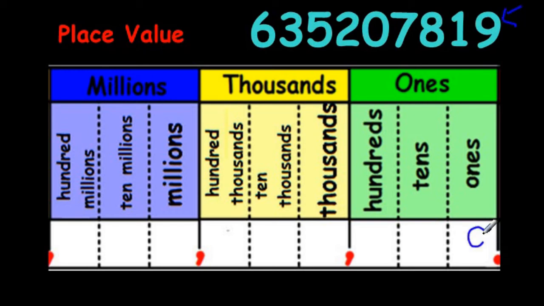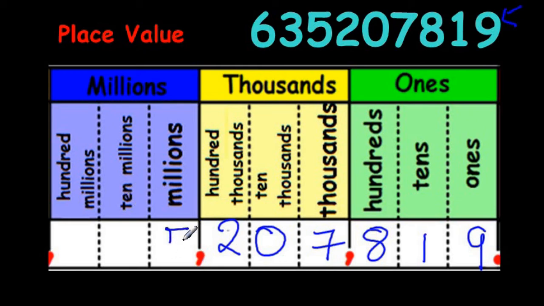So, 9 is going to go in the ones room, 1 in the tens room, 8 in the hundreds room, 7 in the thousands room, 0 in the 10,000s room, 2 in the 100,000s room, 5 in the millions room, 3 in the 10 millions room and 6 in the 100 millions room. So we've put all the digits in their proper rooms.